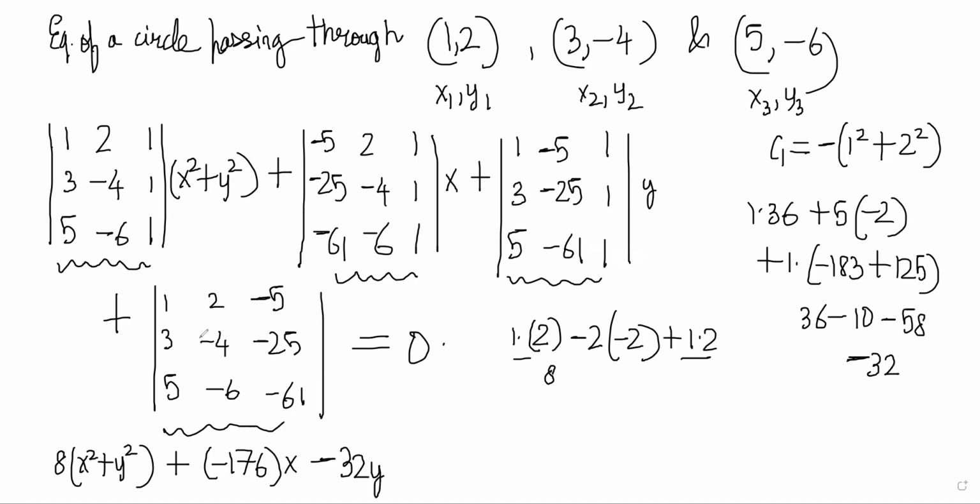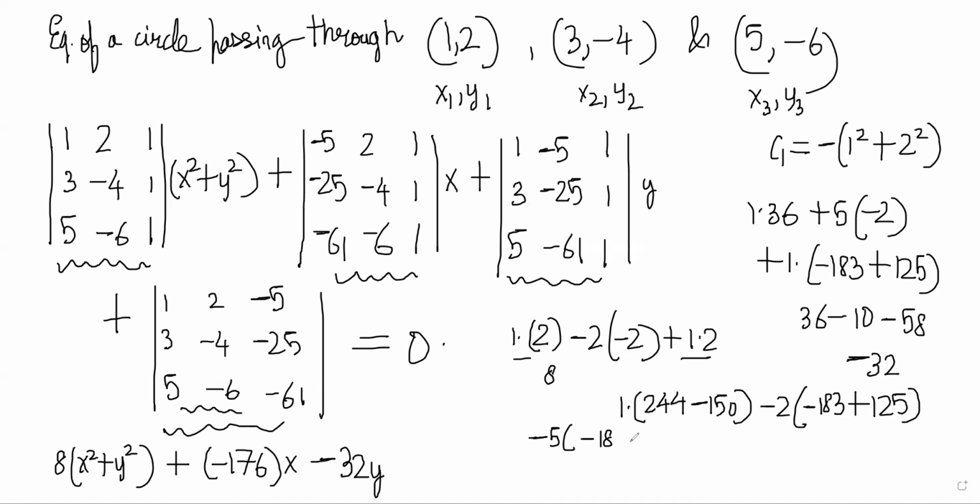And finally, you have this term, which is the constant term, which will be 1 into 244 minus minus minus. So minus 150 minus 2 into minus 183 plus 125 again. And finally, minus 5 into minus 18 minus minus plus 20, right? So this is becoming again 94.